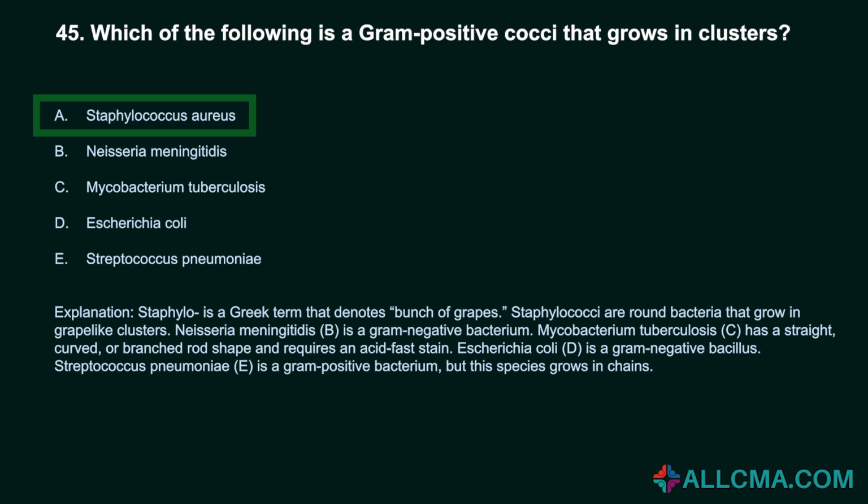Staphylococci are round bacteria that grow in grape-like clusters. Neisseria meningitidis, B, is a gram-negative bacterium. Mycobacterium tuberculosis, C, has a straight, curved, or branched rod shape and requires an acid-fast stain. Escherichia coli, D, is a gram-negative bacillus. Streptococcus pneumoniae, E, is a gram-positive bacterium, but this species grows in chains.